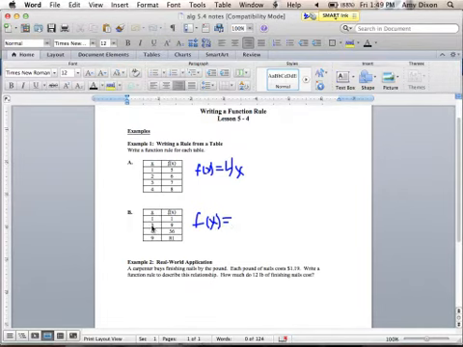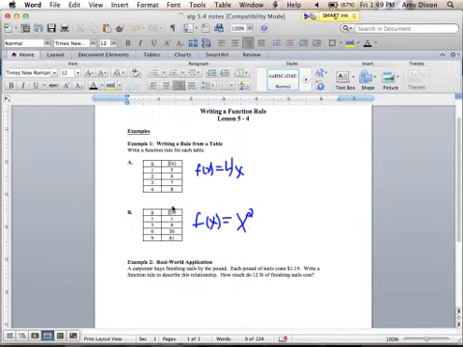I don't know if you've seen it yet or not, but the pattern, if you notice, is 1 squared gives you 1, 3 squared gives you 9, 6 squared gives you 36, and 9 squared gives you 81. Therefore, to get f of x, we have to take x and square it. So the function here would be f of x equals x to the second power, or x squared. And so that's the function for that chart.